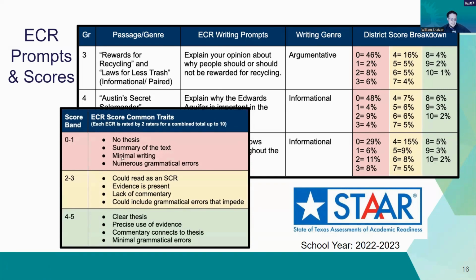So we have to understand, if we want our students to improve on this, this is huge information for us. We've got to get them to be able to write a thesis or central idea. They cannot summarize the text. They have to do some extended writing, so we have to do more than just a couple of sentences. And then we have to work on our grammatical errors and make sure that the errors we are making aren't making their response unable to be understood by the person rating or grading it.